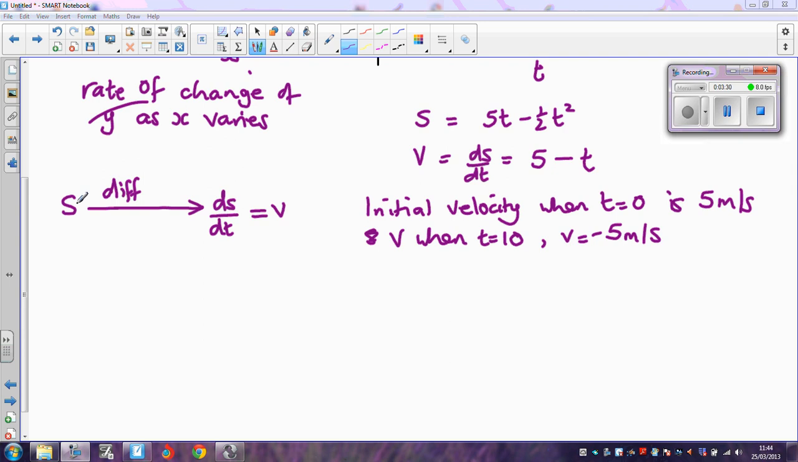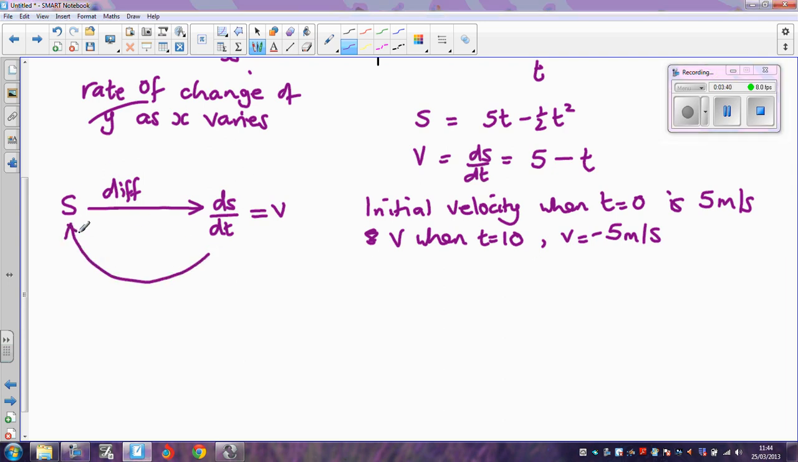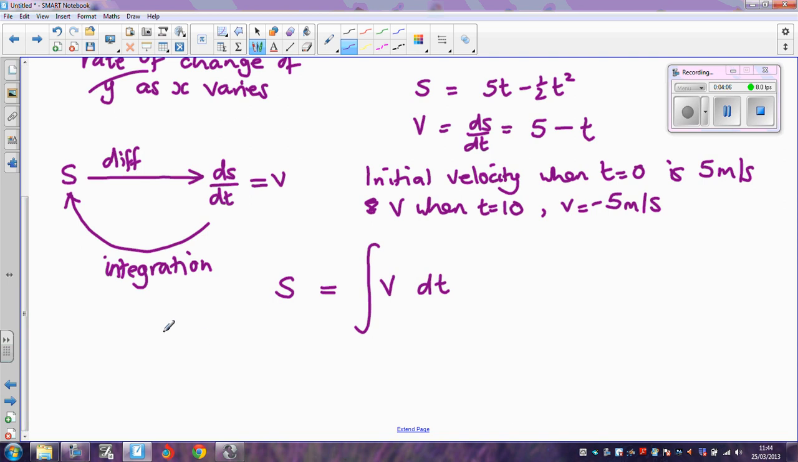Now, it becomes fairly obvious that if we have to differentiate displacement to get velocity, then if we want to get from velocity back to displacement, we must do the reverse process to differentiation, which we know is called integration. So if you want to go backwards from velocity to displacement, displacement is going to be the integral of velocity with respect to time. So differentiate displacement, you get velocity. Integrate velocity, you get displacement. You're only going to have to do fairly simple examples of this.